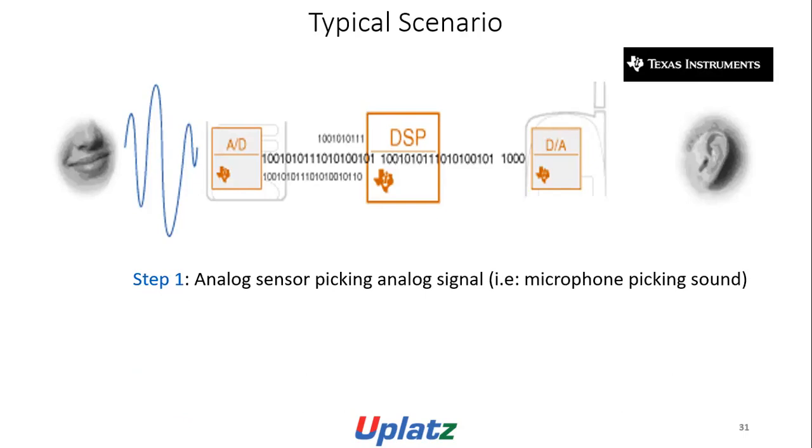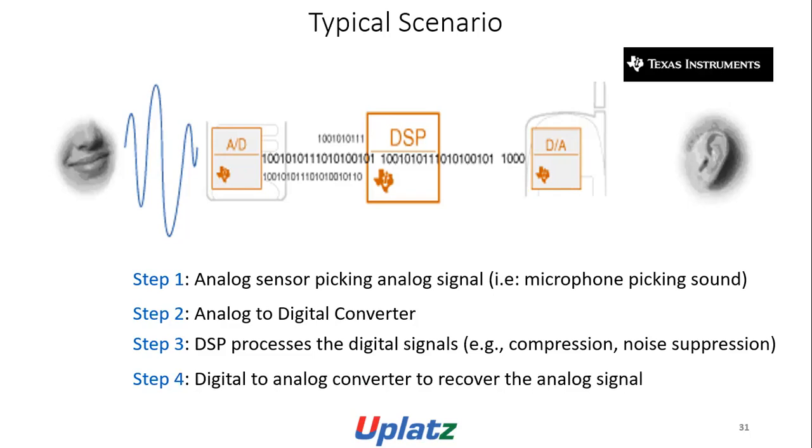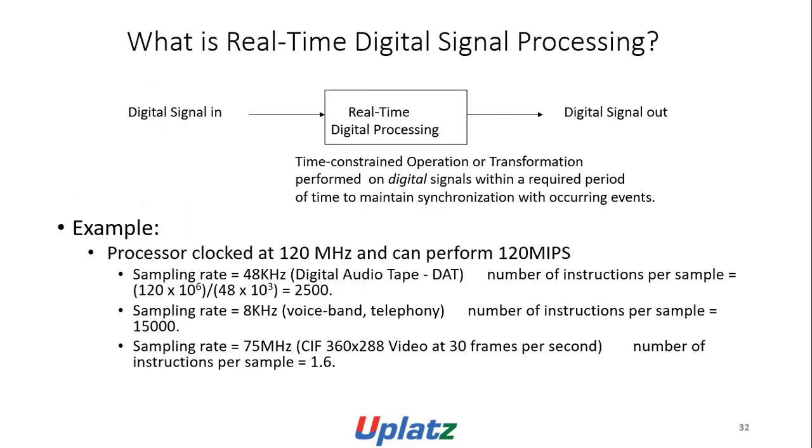Step one, analog sensor picking up the analog signal, a microphone picking up the sound. Step two, analog to digital converter. Step three, DSP processes the digital signal, for example compression, noise cancellation, etc. Then step four, digital to analog converter to recover the analog signal.